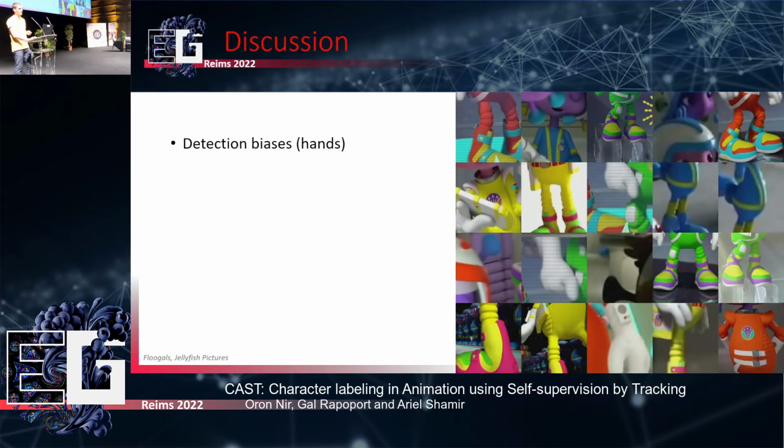One interesting point that we've discovered is what makes the difference between a background object and a foreground character, at least from the detector's perspective. And we found it to be hands, feet, and facial attributes. And these were, of course, learned implicitly by the network.